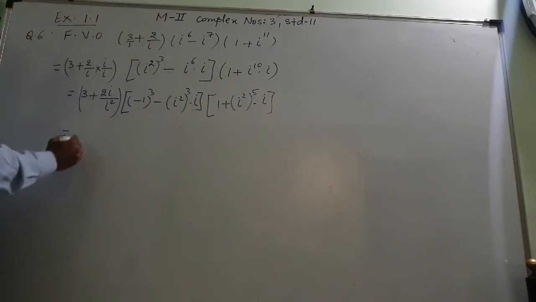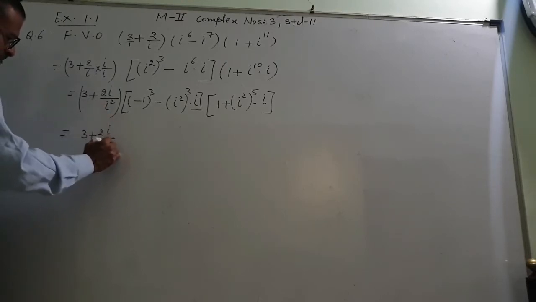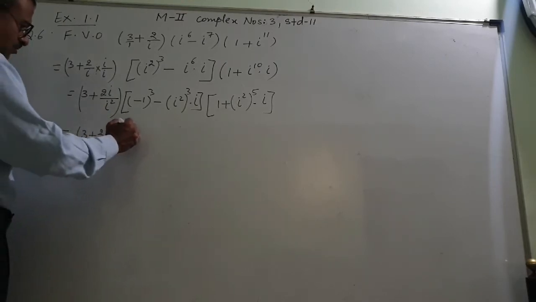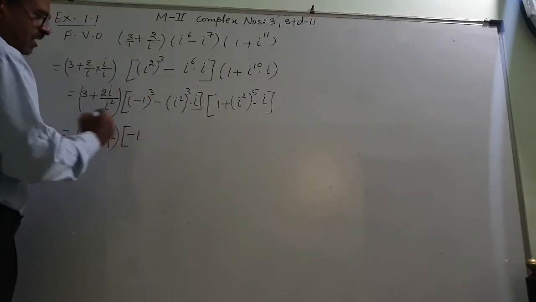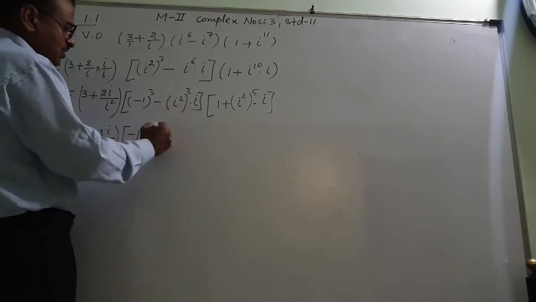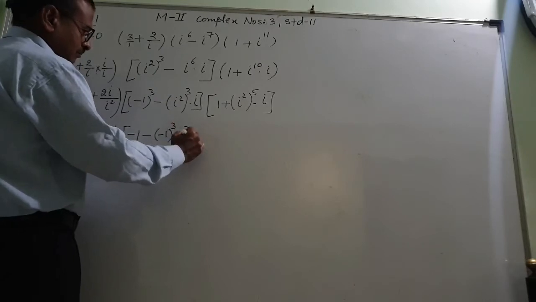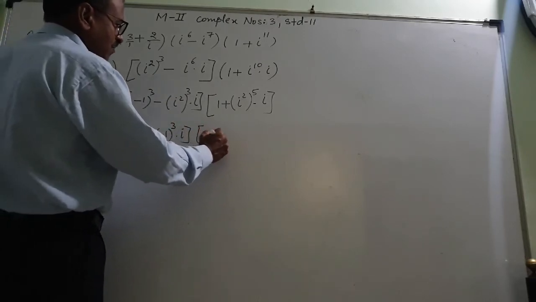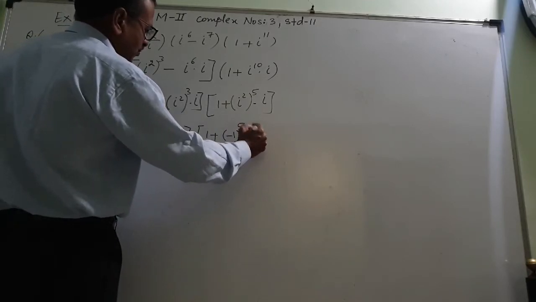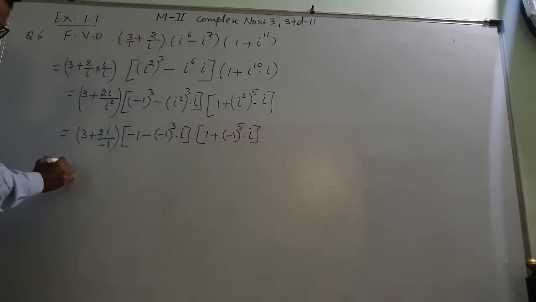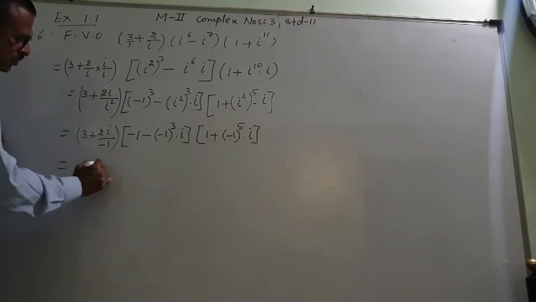So that is equal to 3 plus 2i upon i square means minus 1, into this I will write as (minus 1) cube is minus 1, minus (i square means minus 1) its cube into i. Now this will be 1 plus (i square means minus 1) raised to 5 into i. That is equal to. This minus i will give here. So 3 minus 2i.